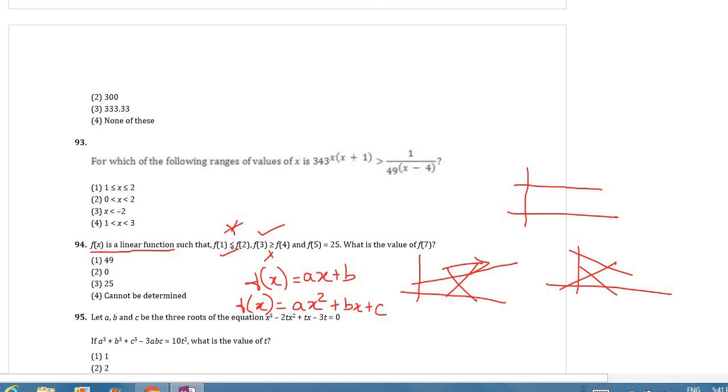Observe that f1 is either less than or equal to f2, and f3 is greater than or equal to f4. So all the values are equal. So if f5 is 25, all values of this function will be 25. Hence f7 will also be equal to 25. But this is based on two concepts: what is a linear function and how does it look on a graph? That is how you can solve this question.